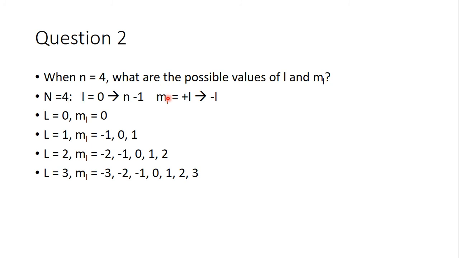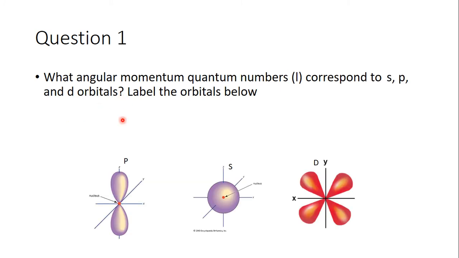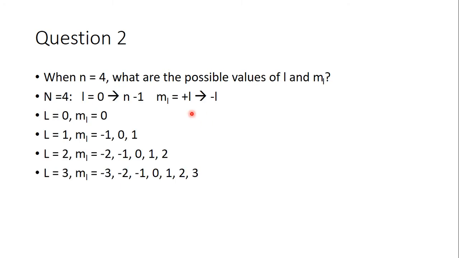M sub L, you can think of as the ways we can orient the L. Let me go back to the previous slide. You can see we have our p orbital on the z axis here. We could have our p orbital on the y axis, or on the x axis. That M sub L is just telling us what direction in 3D space our orbital is pointing. The rule for M sub L is that it can have any number between plus L and minus L, as long as that's an integer, and that includes 0.